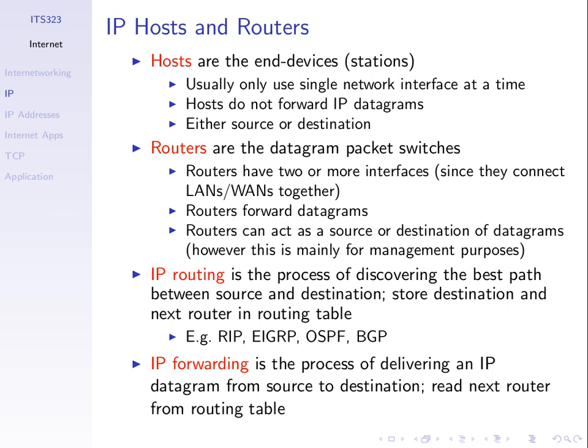IP forwarding is the process of sending the data across that path, and it's very simple because, given the destination of the datagram, given who we want to send it to, we just read the routing table.